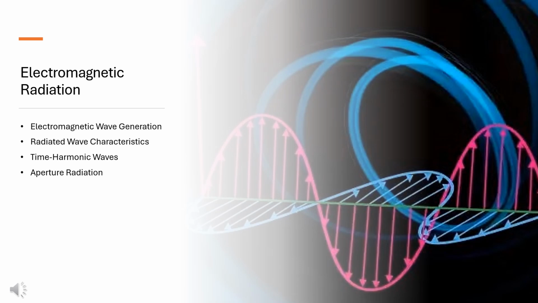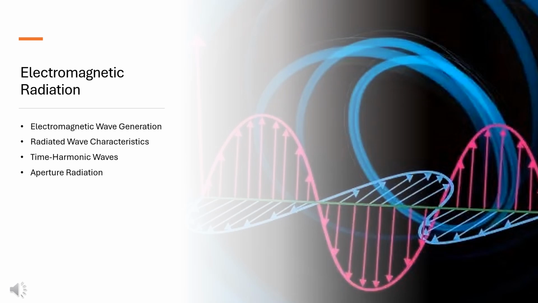Welcome to the second video in our series on computational electromagnetics theory. In this video, we're going to dive into the fascinating topic of electromagnetic radiation, a cornerstone of modern physics and engineering. Electromagnetic radiation is all around us, from the light we see to the radio waves that power communication systems. It's the mechanism by which energy is transferred through space via oscillating electric and magnetic fields.